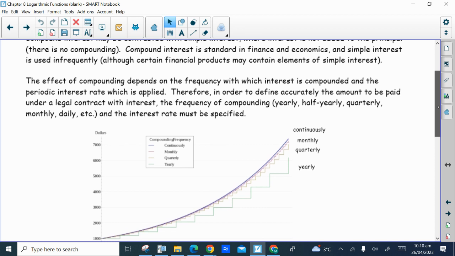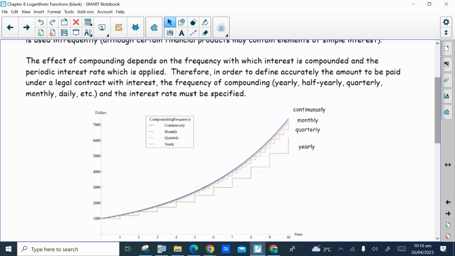So it's a great thing if you are saving money, investing money, but not so great if you borrow money, because the amount of interest that you pay would be higher than if it was just simple interest. And in most cases, banks use compound interest. So, like I said, it's a great thing if you are saving, but it hurts a little bit more if you are borrowing. So the effects of compounding depend on the frequency with which interest is compounded and the periodic interest rate which is applied.